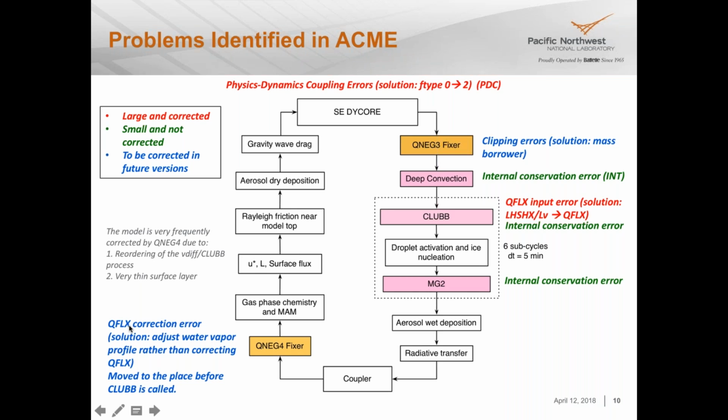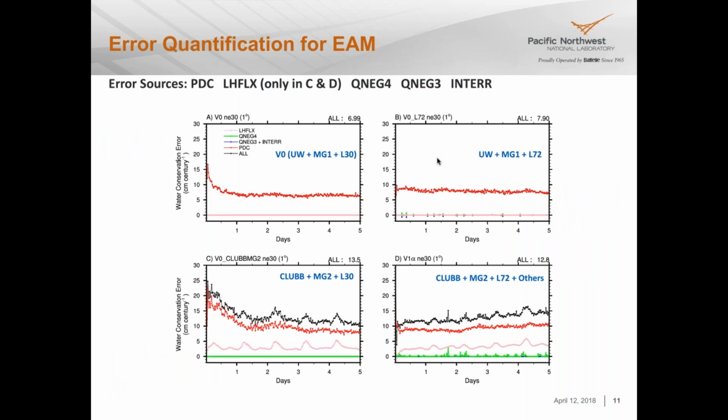And we also see the blue colors, one is related to the QNAC4 fixer. We change the fixer to a mass conservative fixer in the model, and we also have another water conservation fixer for the QNAC3, so that we can conserve the water by not clipping the negative water tracers. So next page, we quantify the error in the E3SM model.